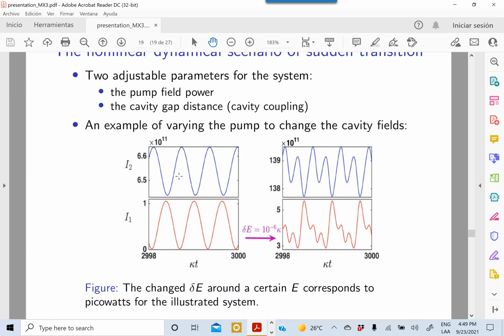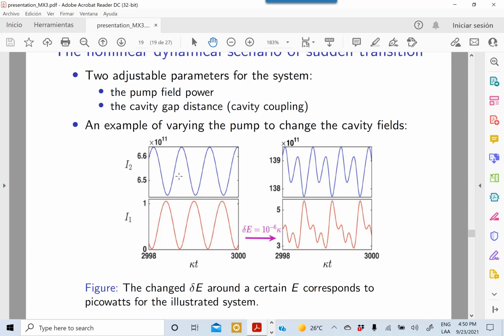Before the transition, the cavity field is a single mode. After the transition, it obviously becomes multi-mode. Moreover, its amplitude becomes much stronger, right? Just like this one, that one. Because our unit is very large, 10 to 11.